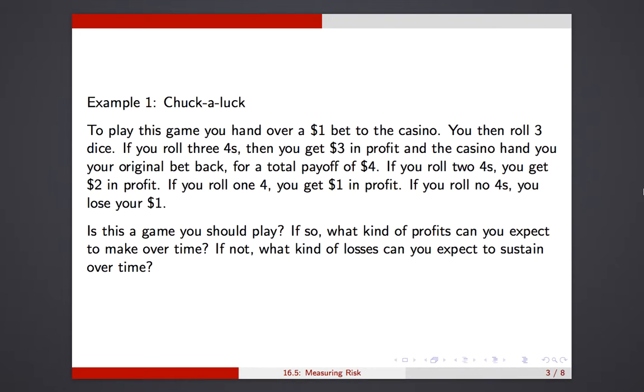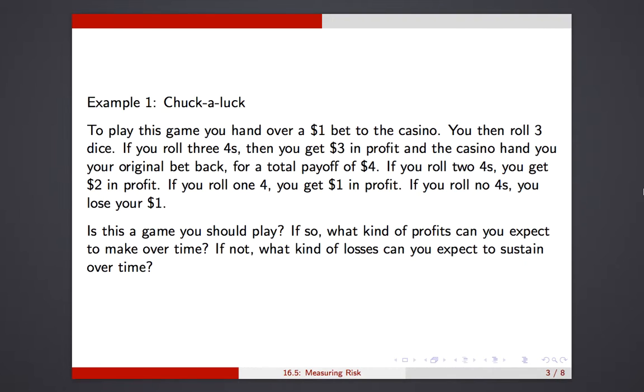It's a game called Chuck-a-Luck. It's not terribly popular anymore, although you can still find it at carnivals. If you walk into a casino, you won't find it. It used to be more popular. But anyway, you'll still run into it from time to time.